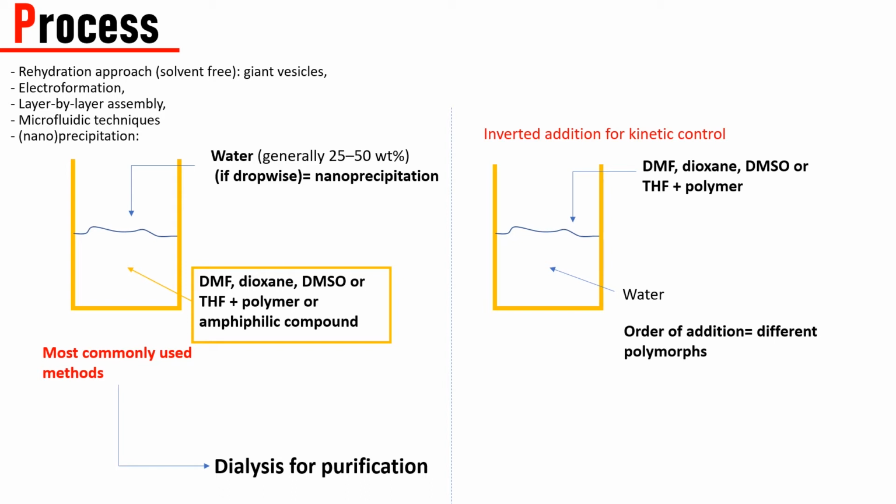You can imagine inverting the order of addition to get kinetically trapped species. For example, like described on the right side, you can mix your block copolymer in water and then add your organic solvent, DMF, dioxane, DMSO, or THF. Then you proceed with the dialysis for the purification of your block copolymer assembly.